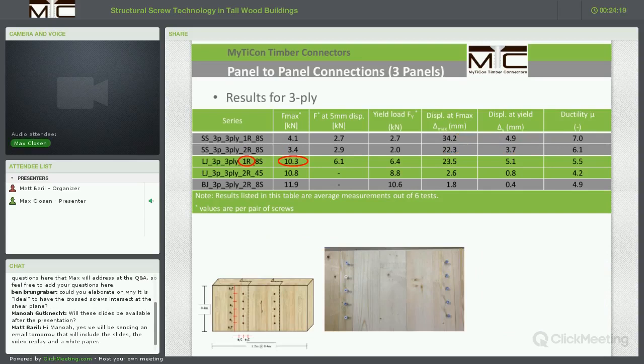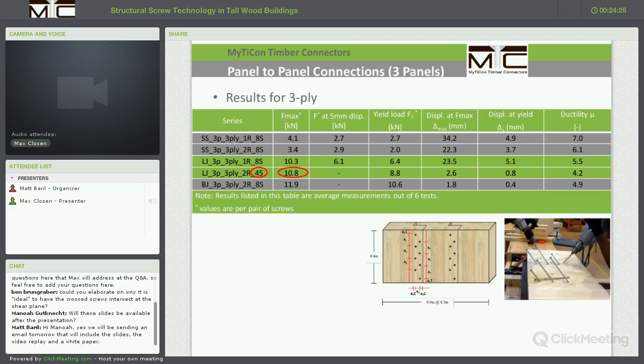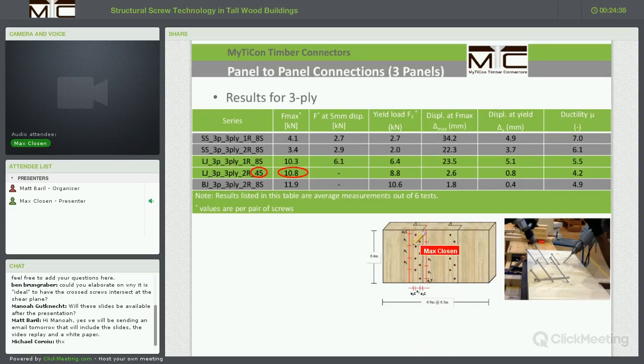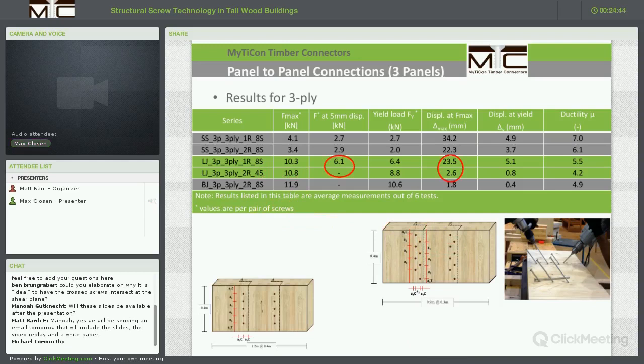For the lap joints, we have, again, one row, see around 10.3 kilonewton per pair of screws in resistance, and similar resistances for the 45-degree screw arrangements. If we evaluate this, we have to always look at the actual number of fasteners in there, because we are always comparing it to a pair of screws. We need to make sure that we do not skew the results.